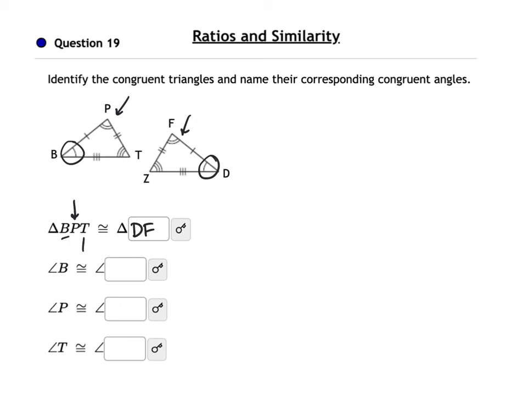And T, the last point there, corresponds with Z. I know that angle B, because it's first, is congruent to angle D. Angle P, because it's second, is congruent to angle F. Angle T, the third point in the first triangle, is congruent to angle Z, the third point in the second triangle.